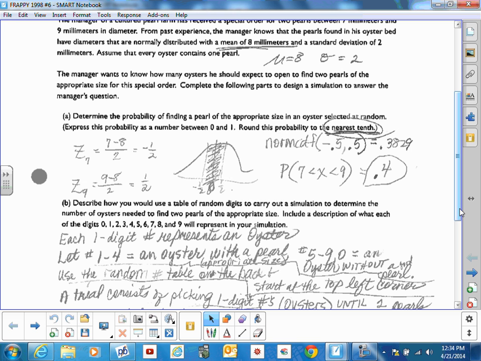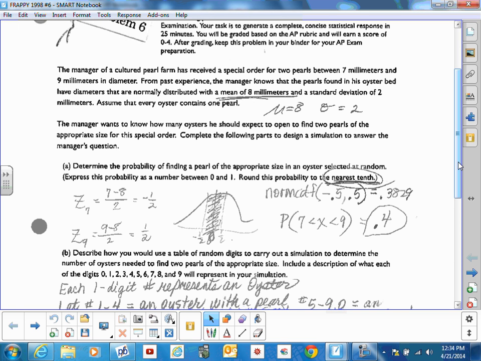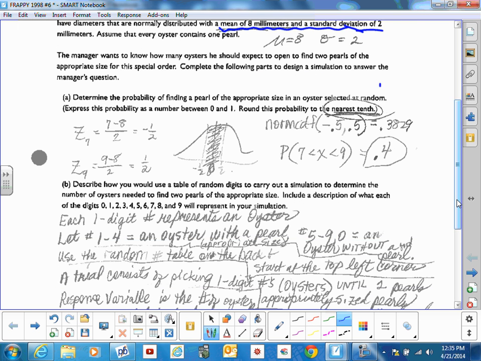I mean, it was pretty simple that the Z-scores were a half down and a half up. So at first, you were trying to find 2 pearls that were acceptable. And you wanted them between 7 and 9 millimeters, and all of them are distributed to have a mean of 8 and a standard deviation of 2. So, for part A, you had to find the probability of getting an acceptable pearl. And it specifically says to express your probability as a number between 0 and 1 and round the probability to the nearest tenth. So when I did norm CDF from negative 0.5 to positive 0.5, I got 38.29%, but it said express as a decimal between 0 and 1 and round to the nearest tenth. So that tells me I'm going to work this simulation with a probability of 40%.